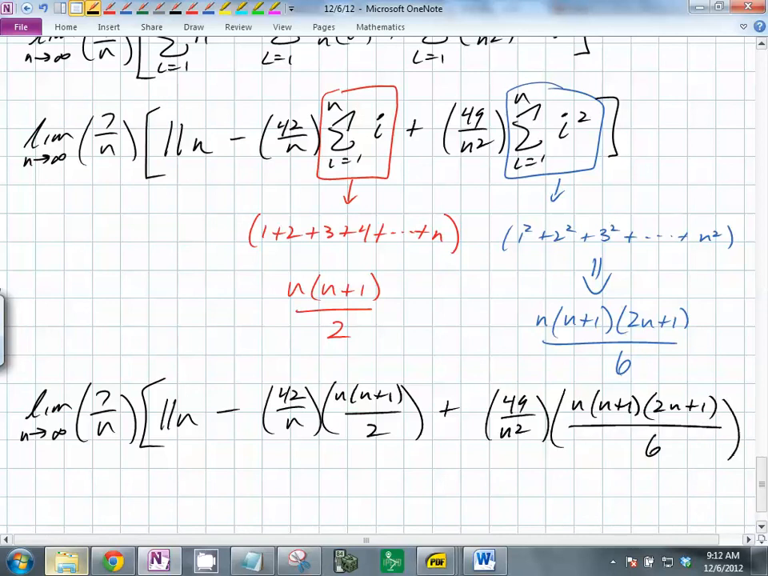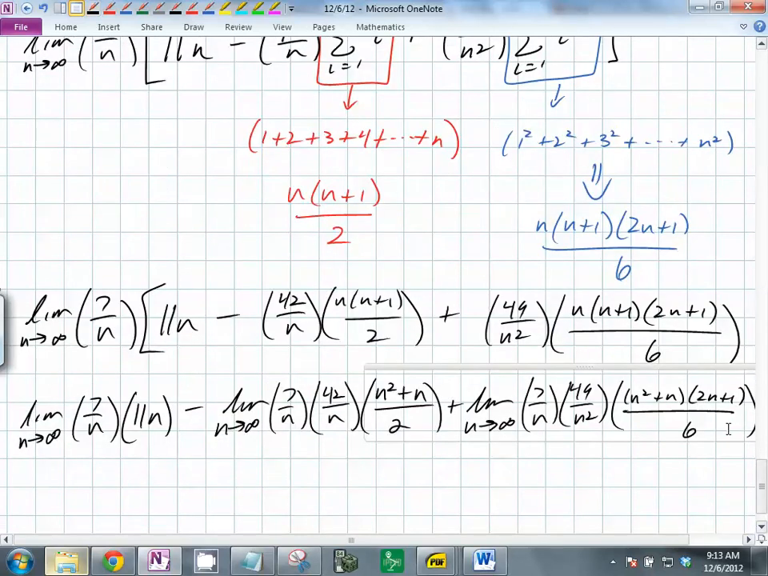Now this looks horrible, but have you guys done limits before? Absolutely. Now it's just algebra and limits. How many limits do you actually see right there? I kind of see 3 of them. So let's do it in 3 separate limits. I've broken this up, and I'll show you why this is helpful.